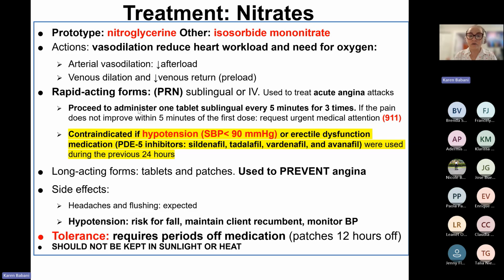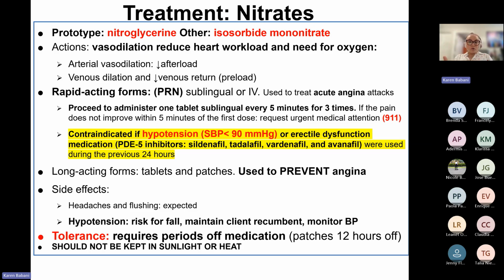Side effects, we talked about this. Headache. Headache is not a reason to suspend it. Or they tell you that they feel really hot in the face. They get flushed in the face. That is expected. It doesn't mean that something's bad. It doesn't mean they need to stop the treatment. Risk for falling. Make sure that the client is sitting down or lying down. This patient needs to be on bed rest. This patient cannot be ambulating.